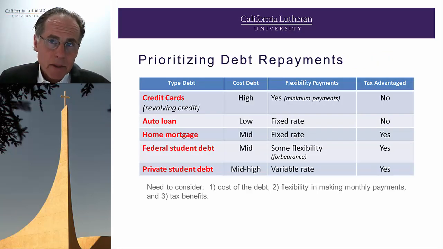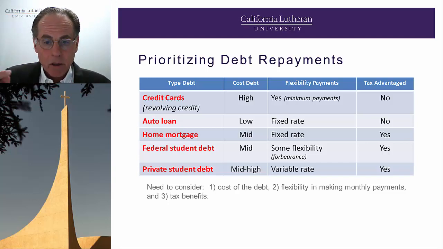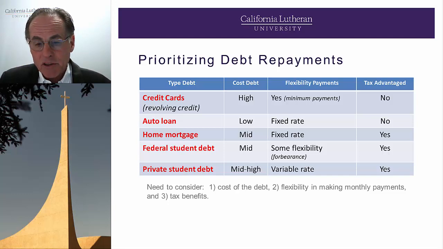In prioritizing how to pay off debt, you need to think about the cost of the various debts, the flexibility of each loan with respect to monthly payments, and the tax benefits. The table on this slide compares 5 types of debt: credit cards, auto loans, home mortgage, federal student debt, and private student debt. Your job as the advisor is to help the client understand the best balance considering the monthly cash flow situation, the client's goals and priorities, and anticipated events.